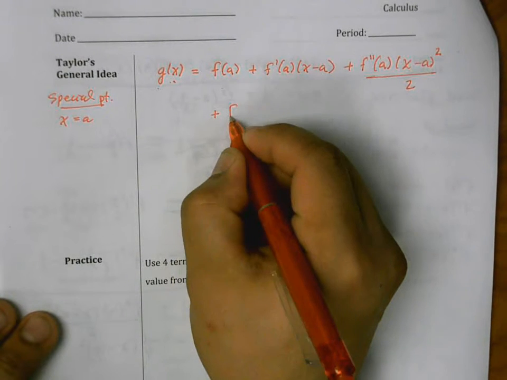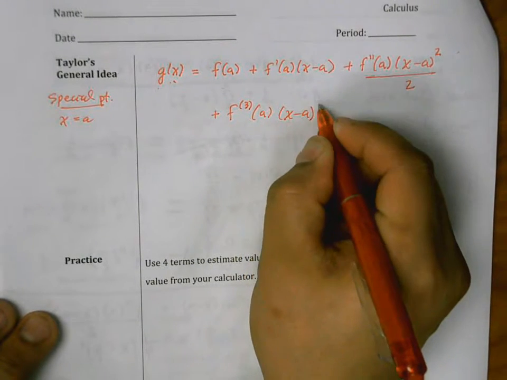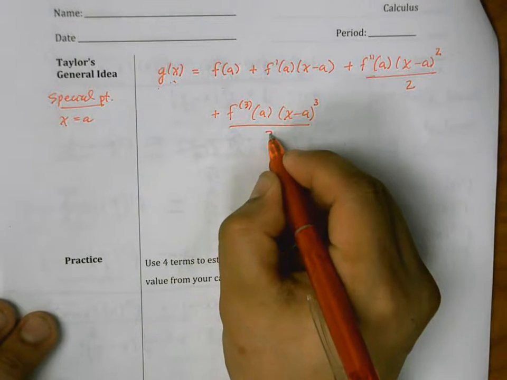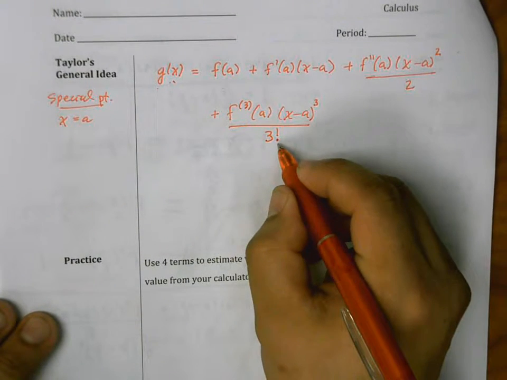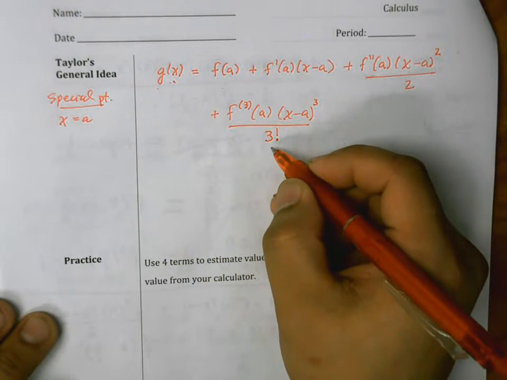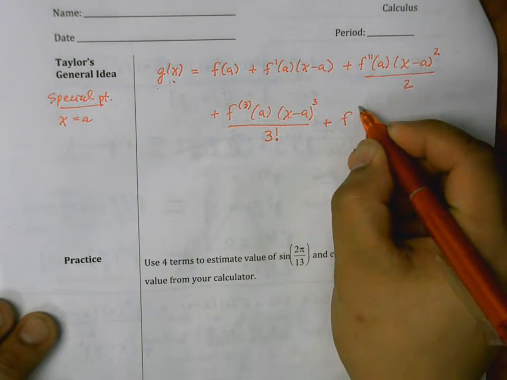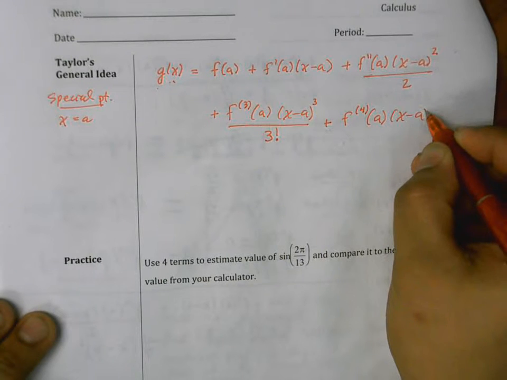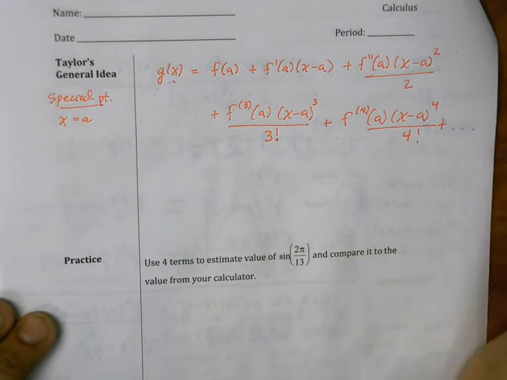And if we want more accuracy, we'll take the third derivative of f at a times x minus a to the third power. And this part's a little bit different. You're going to divide it by 3 factorial, or 3 times 2 times 1. And in our trials and errors, we'll see that this factorial here is necessary, and it took Taylor a little bit of time to figure that out. And if we want another term, well, then that's just the fourth derivative at a times x minus a to the fourth power divided by 4 factorial, and so on.